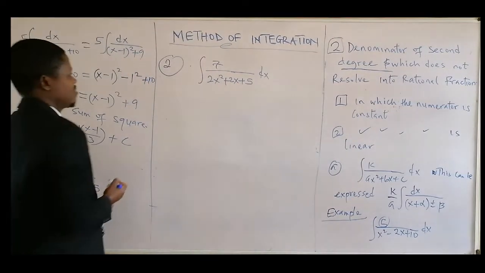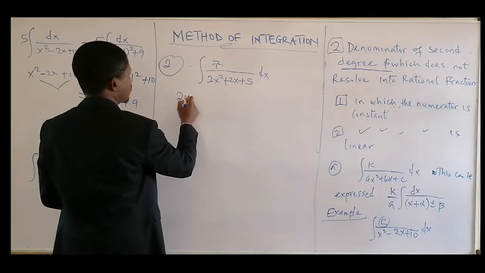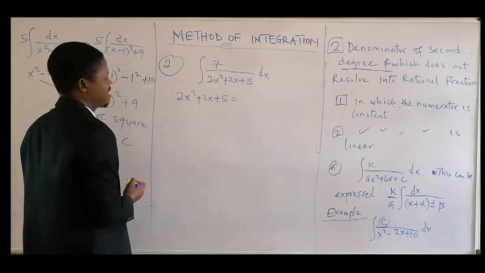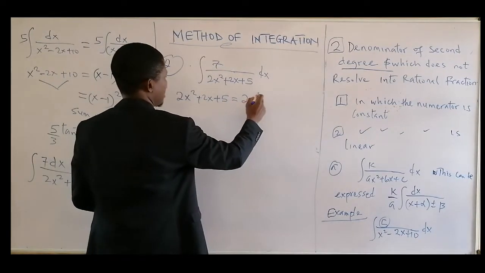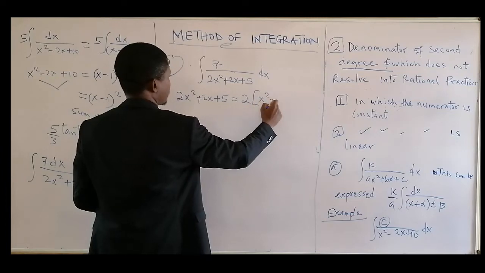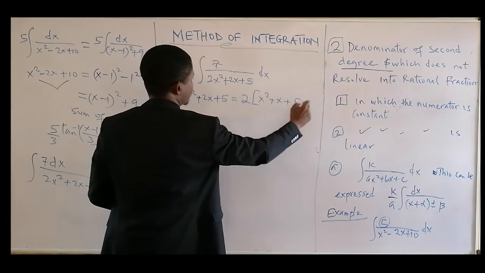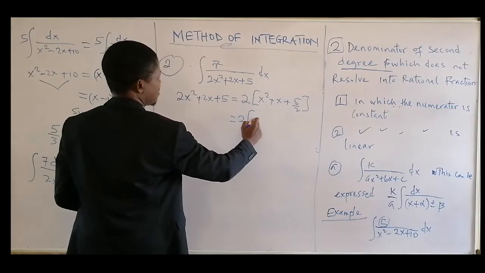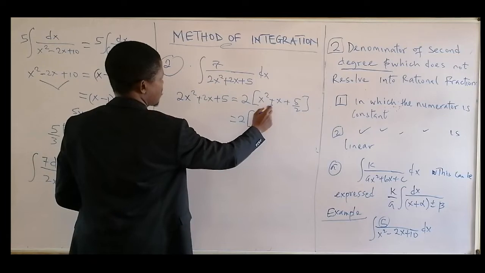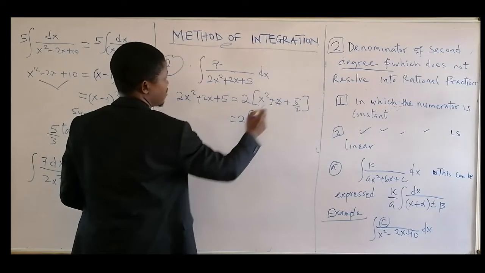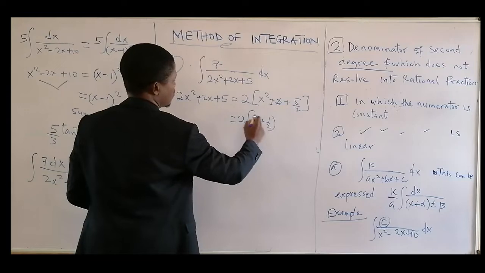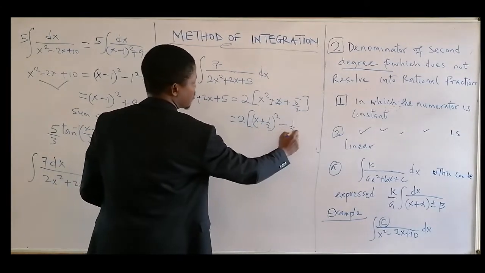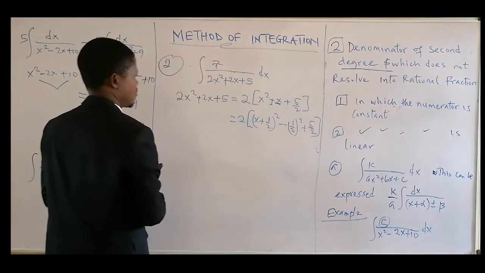What we do is very simple. We can turn this to a perfect square. Can we take the 2 out? If we take 2 out, then we have x squared plus x plus 5 over 2. That will be equal to 2 into brackets, take one of this, plus, then half of the coefficient of x is 1 over 2. Whatever you had here, take it out, subtract 1 over 2 squared.